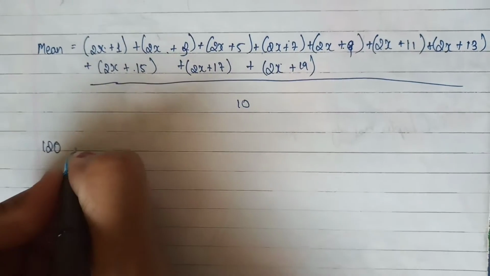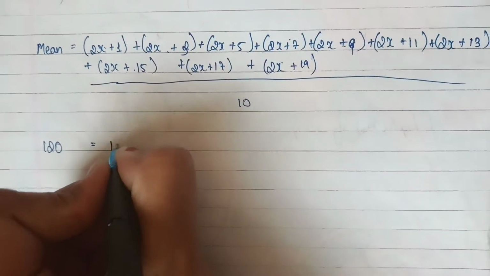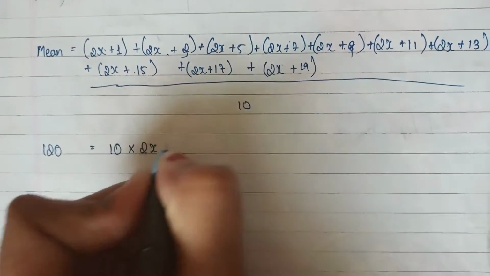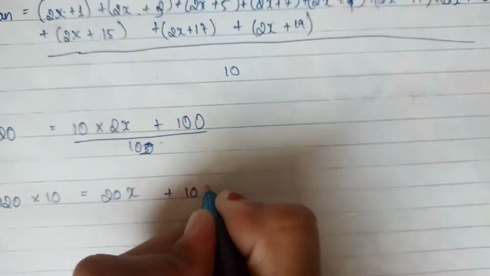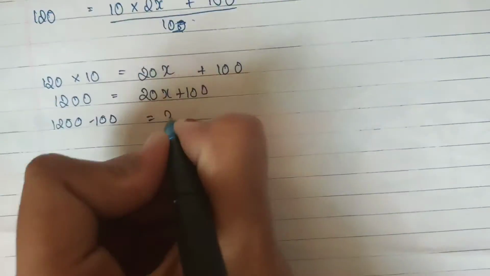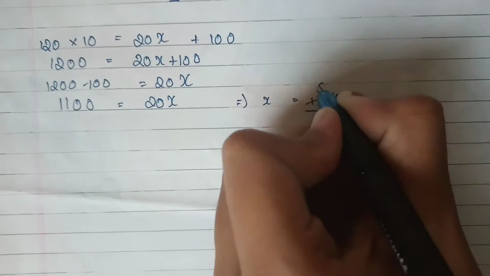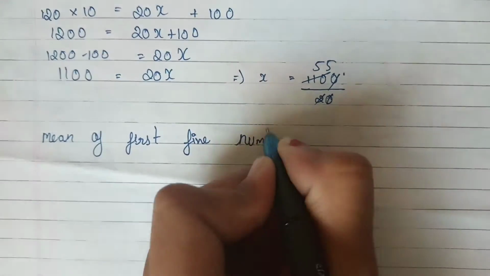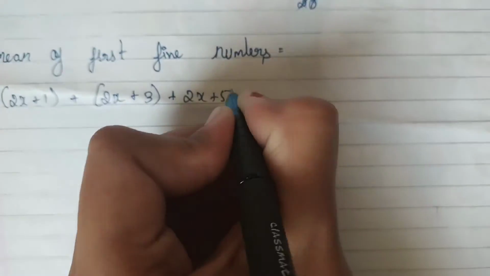Since we are given in the question that 120 is the mean of 10 consecutive odd numbers, let us substitute it in the answer. Now let us substitute the value of x and find the mean of the first 5 odd numbers.